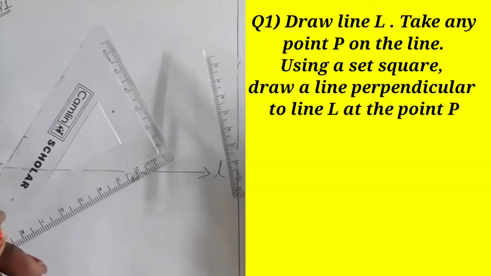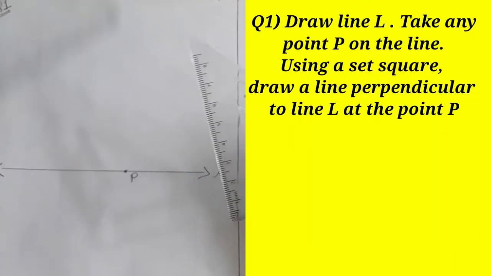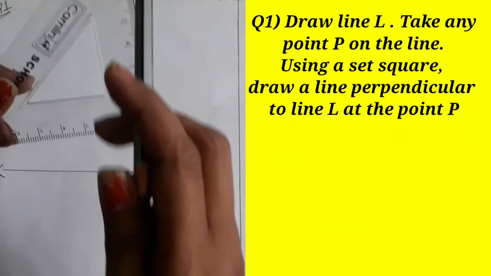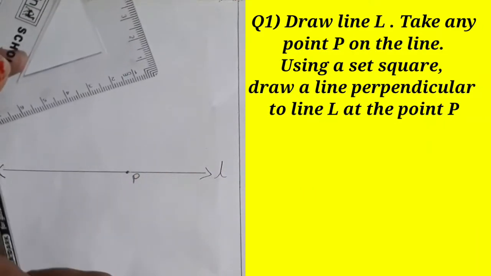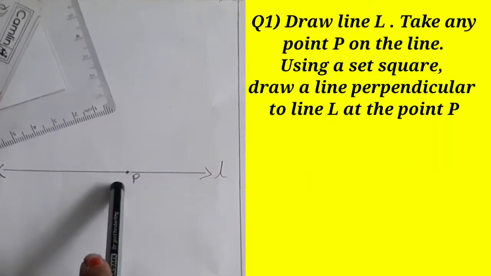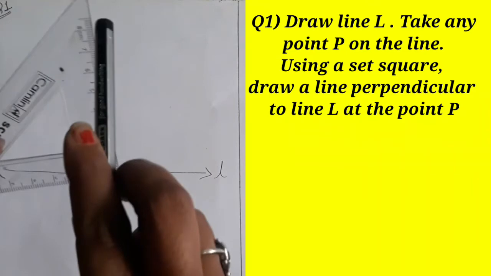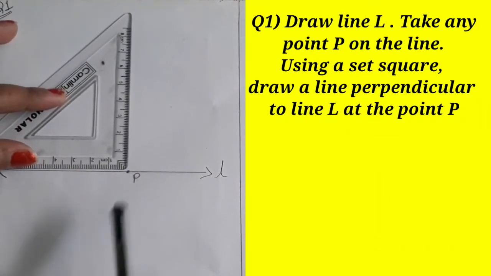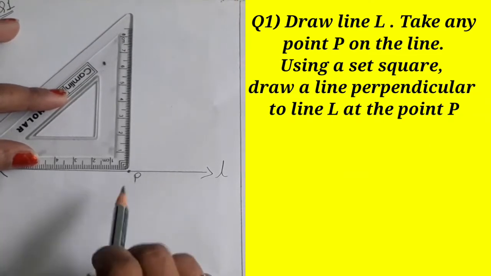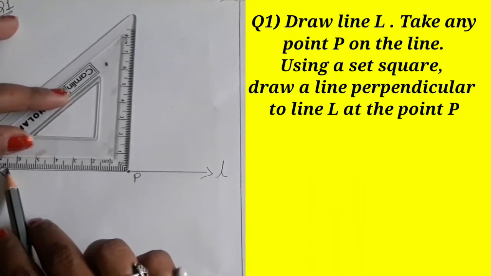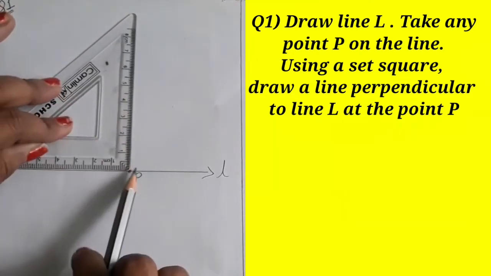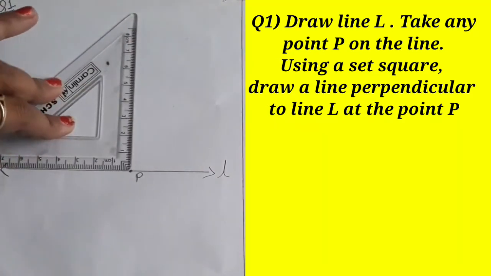Now we use a set square. Two set squares are given. You can use any one set square. So I am using this one. Here the scaling is given on two sides. So one side we will keep on the line and one side we use straight. The set square should be straight to the line at the point P. From P the line should go straight.